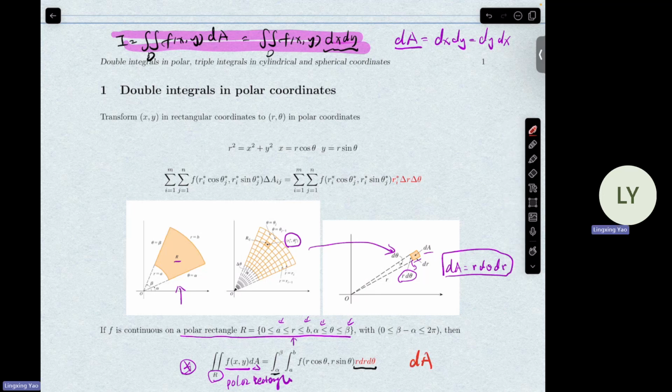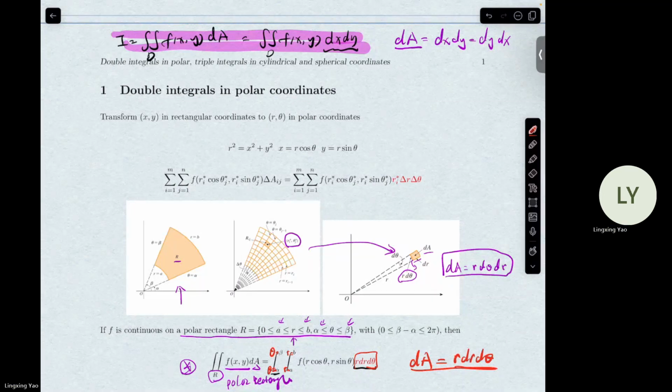So here dA is converted to r dr d theta. If we do this conversion, then this is the exterior integral. We have the theta variable to be integrated, so it is between alpha and beta. And for the interior integral, we have the integration variable r, and this r is between a and b. And this dA is completely replaced by r times dr d theta. Then we essentially get our double integral set up in polar coordinates.